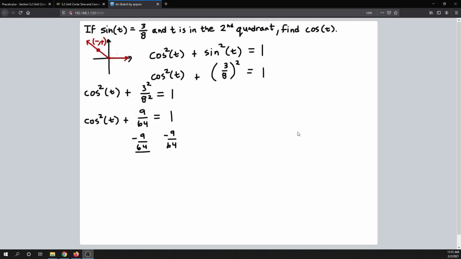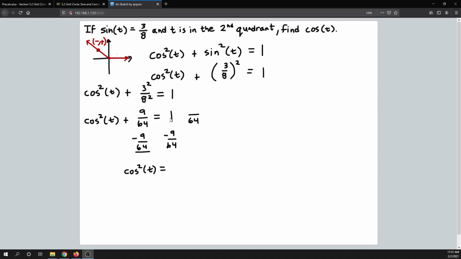So over here on the left-hand side, 9/64 minus 9/64 is 0. That's going to leave me with just cosine squared t on this side. And then I have to subtract fractions here, 1 minus 9/64. So what I need to do is write 1 with a denominator of 64. That way 1 and 9/64 are going to have the same denominator.